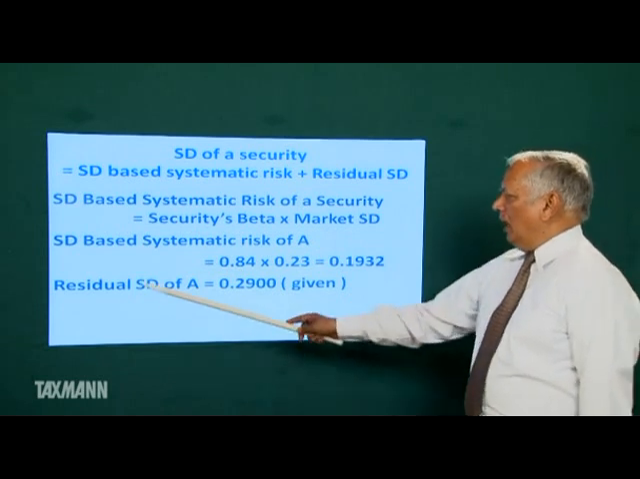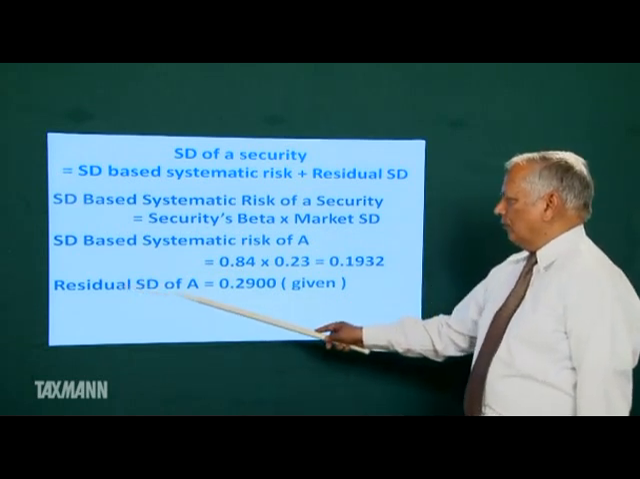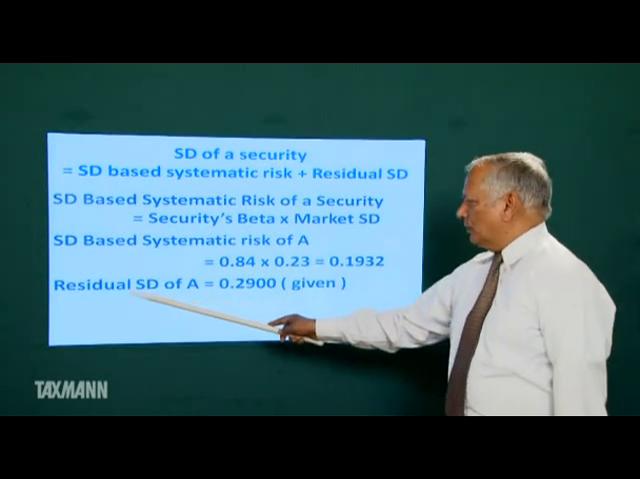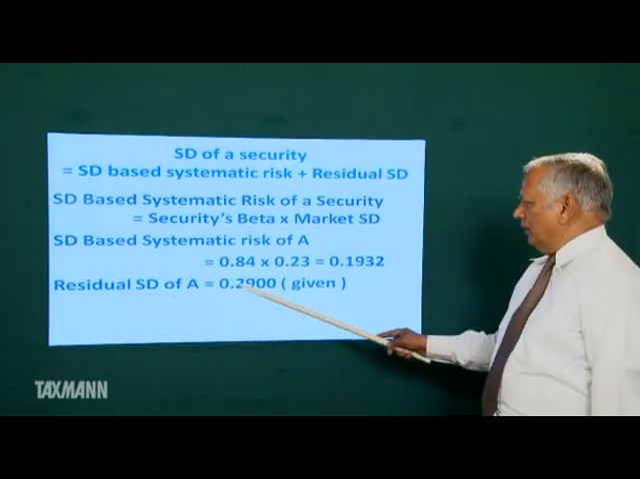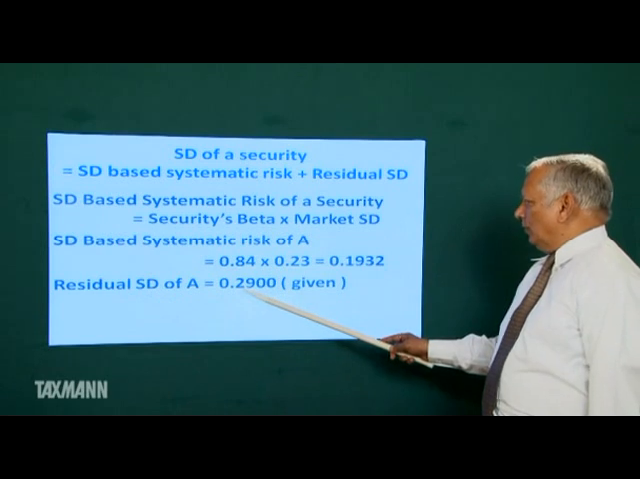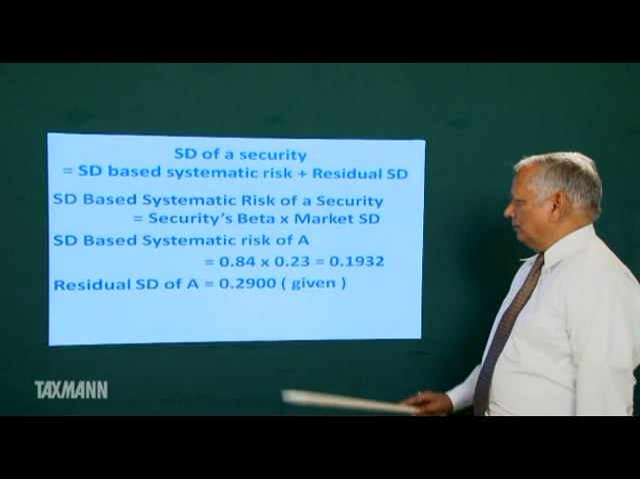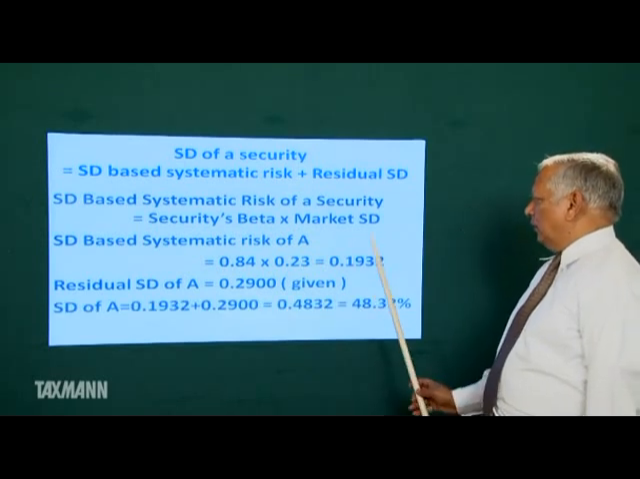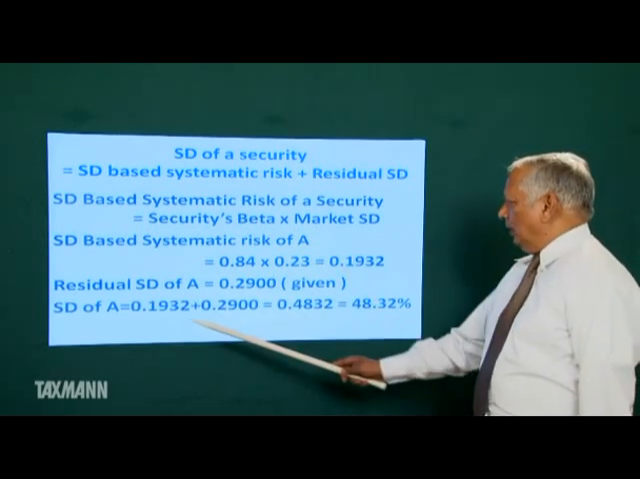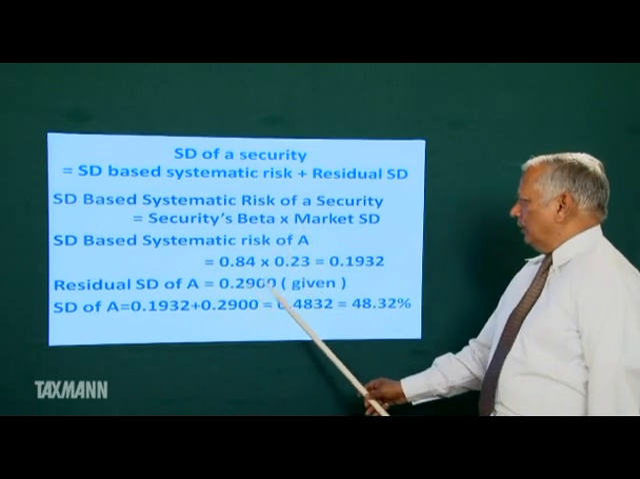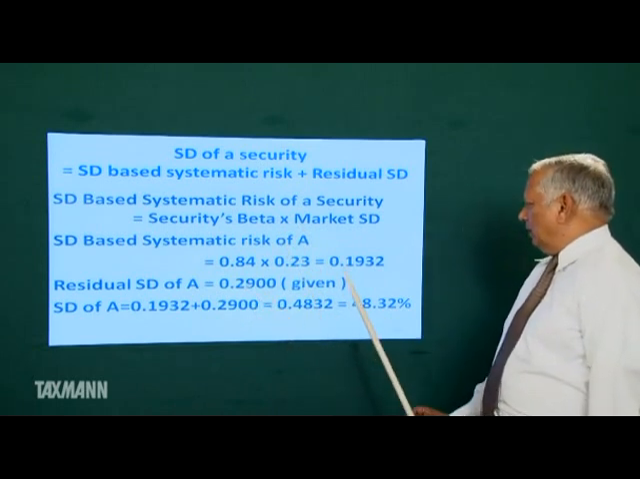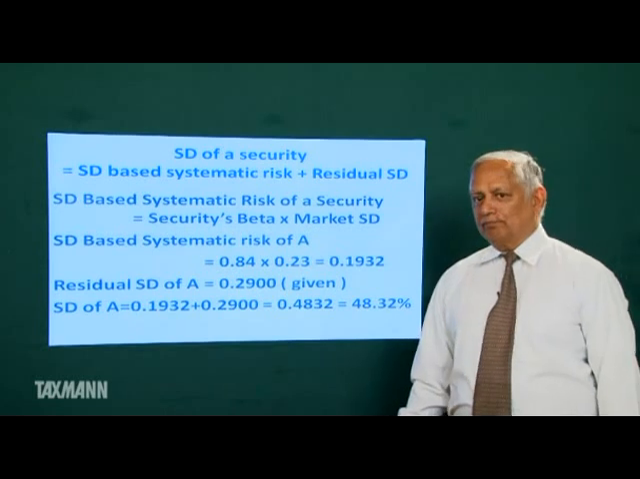Standard deviation based unsystematic risk of A, which is also referred to as residual standard deviation of A, is given in the question. So, standard deviation of A will be this plus this. Standard deviation of A is 0.1932 plus 0.2900, that is 48.32%.